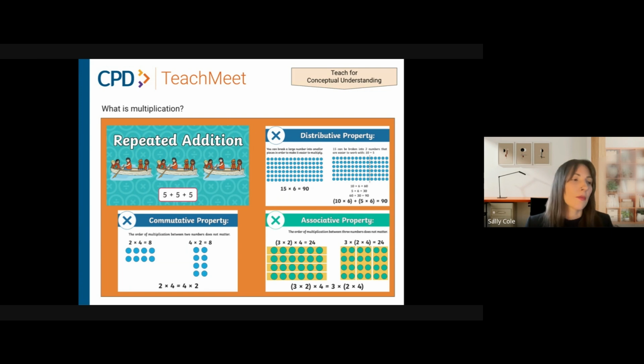And then the associative property, I would say, is probably not so important for actually answering the MTC, but it's another important concept that they will learn in year 4 when it comes to multiplication.